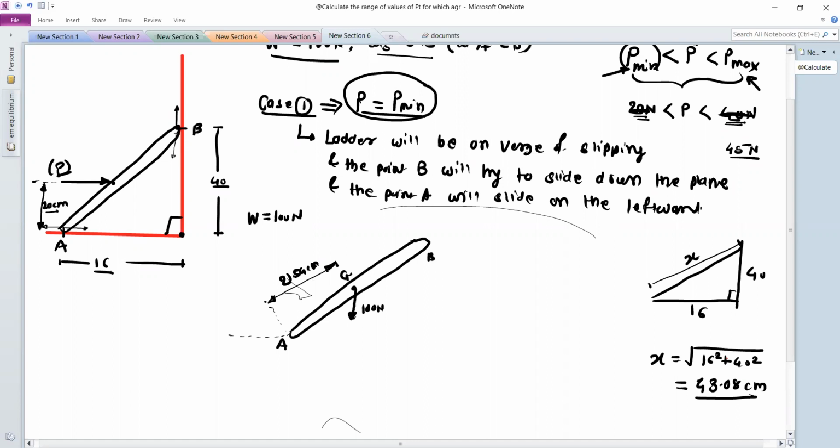Next, we have the P force at 20 centimeter. Actually, for this P force, if this is the center of gravity, then this distance will be exactly half if you use the similarity of triangles. So this is 20, so this will be 20. That means the center of gravity and the force P are acting at the same point. So we can show this vector exactly at the center of gravity. So this is the P minimum force.